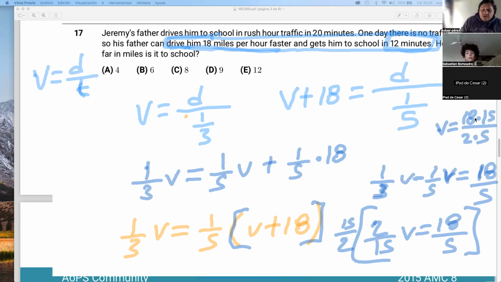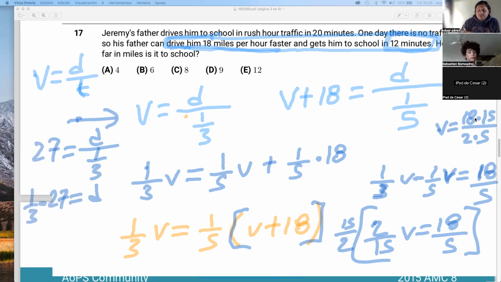Now we can use any formula. This one is easier. 27 equals distance divided by 1/3. So we can multiply both sides by 1/3. Okay, 27. And then we are going to multiply 1/3 times 27 equals the distance. So the distance will be 9. Okay.